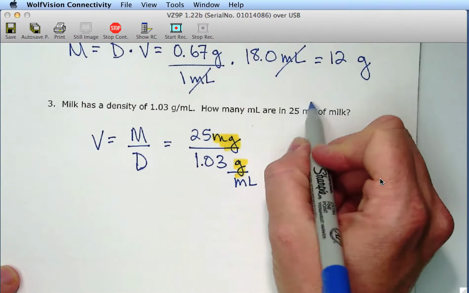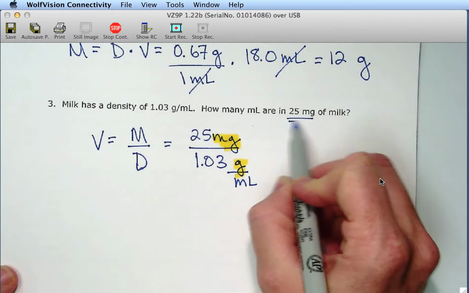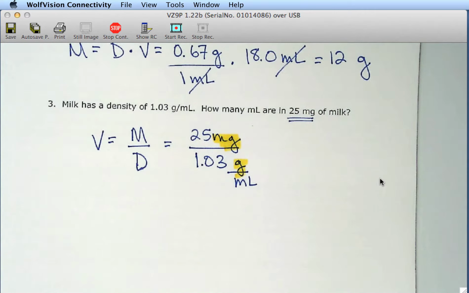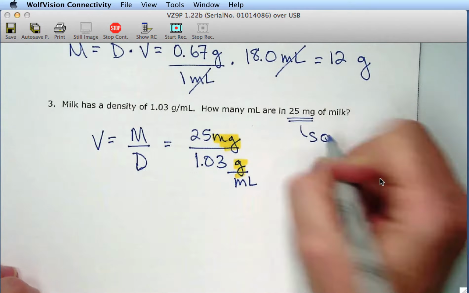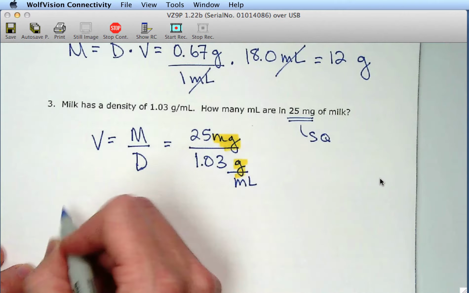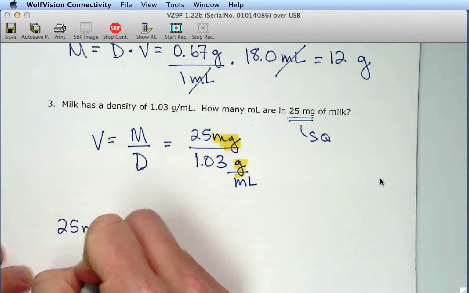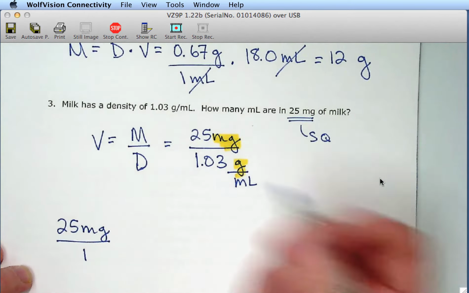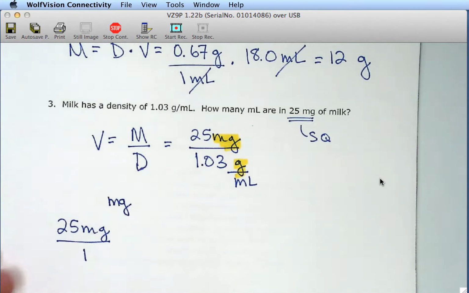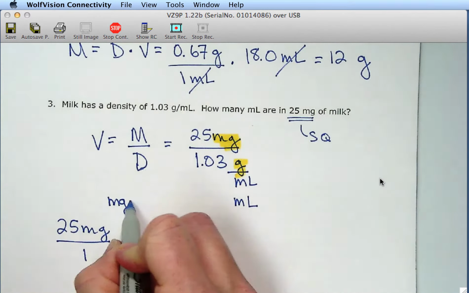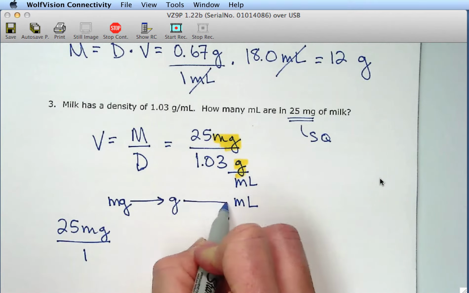If you work the conversion factor method, the quantity with 1 unit is your starting quantity. So this is your starting quantity. I'll put SQ by it. So 25 milligrams over 1. So we're starting in milligrams. We want to get to milliliters, but we cannot use the density directly to get milligrams to milliliters. So we have to convert milligrams to grams, grams to milliliters.